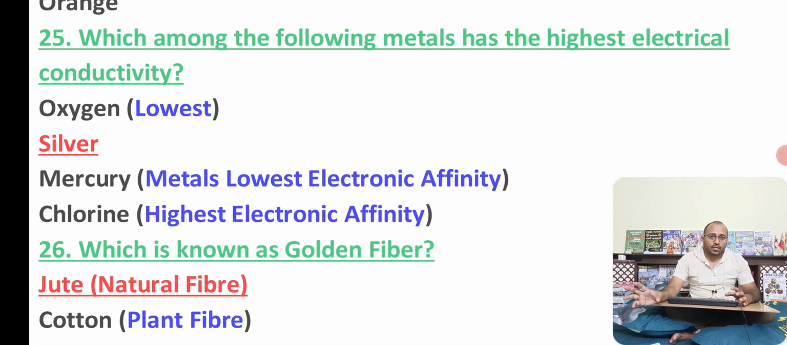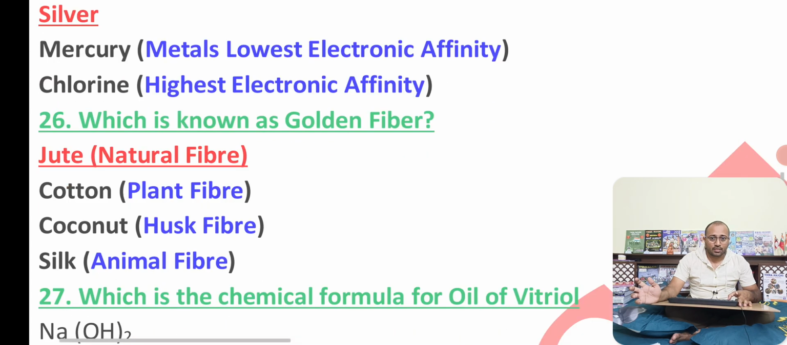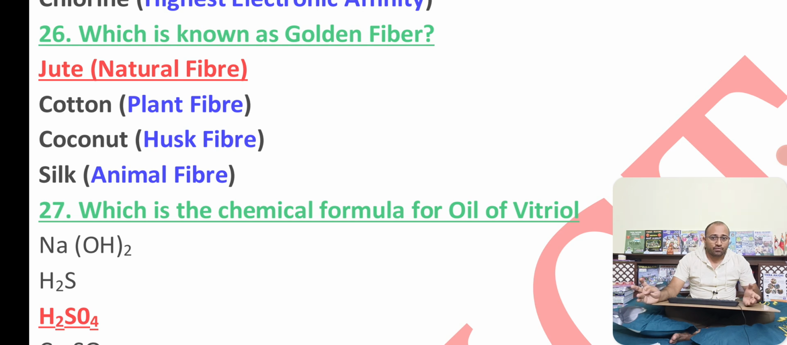Which among the following metals has the highest electrical conductivity? That is silver, guys. The chemical symbol is Ag, and you should know about this. Maximum electrical conductivity exists in silver only. Electron affinity is different. Electrical conductivity is different. So the highest electron affinity is for chlorine. The lowest electron affinity is for mercury. If I say least electrical conductivity, you will find it in oxygen.